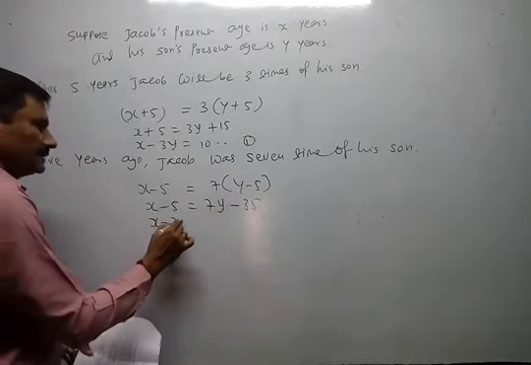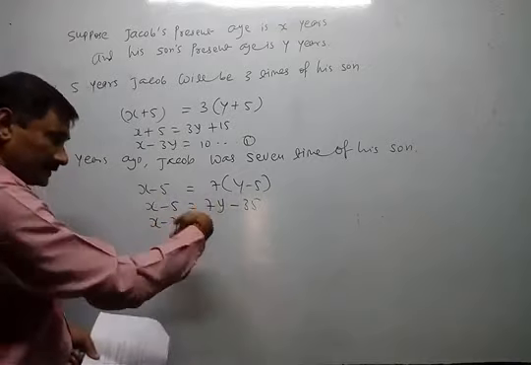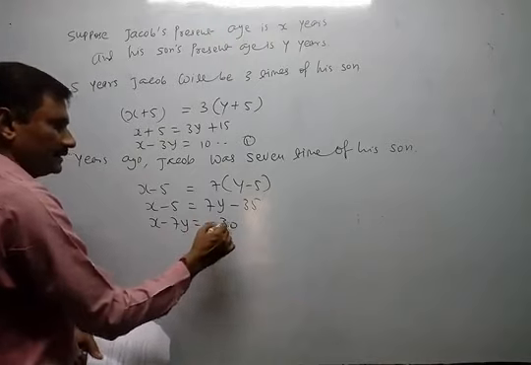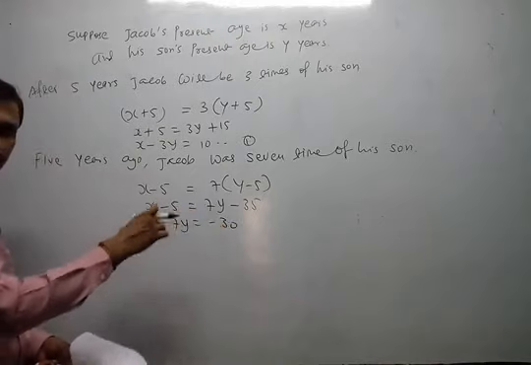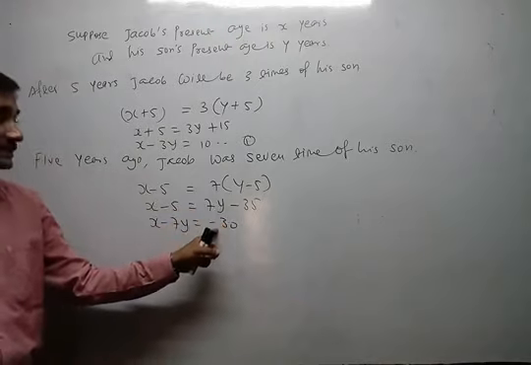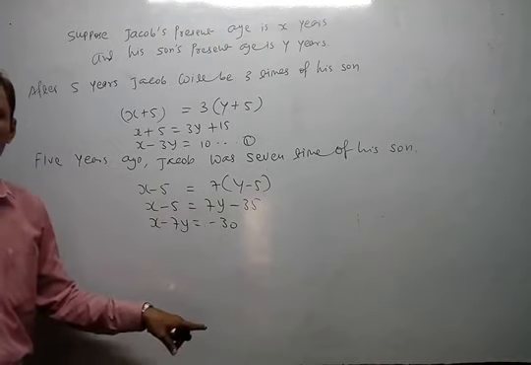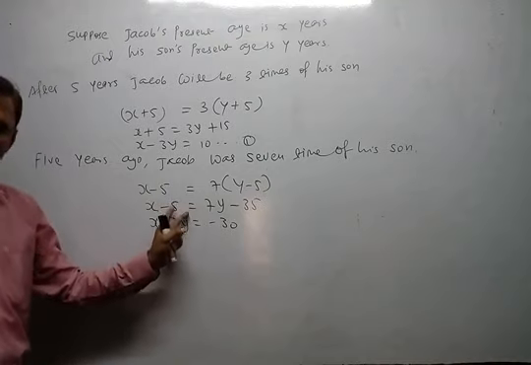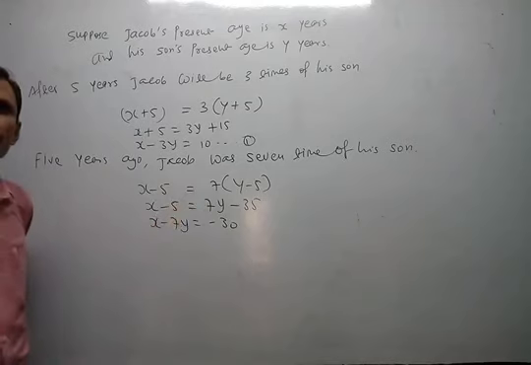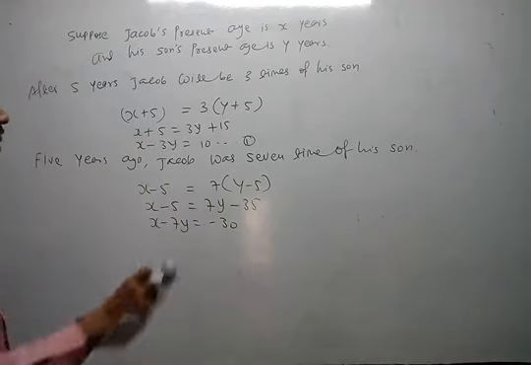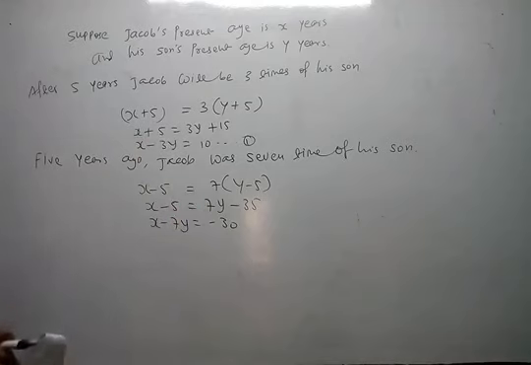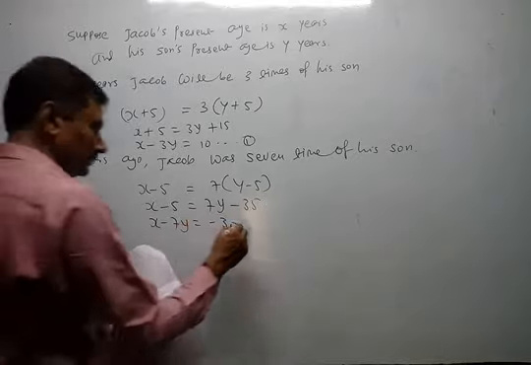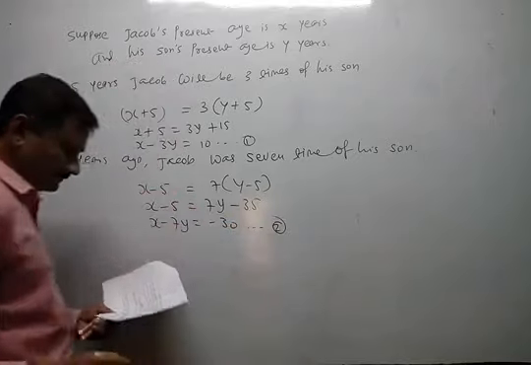So x minus 7y equal to minus 35 plus 5, which is minus 30. If you want, you can write one step extra also: minus 35 plus 5 is minus 30. No need to show it, but you yourself can add one step. Okay, so we got two equations. Now I will try to solve.